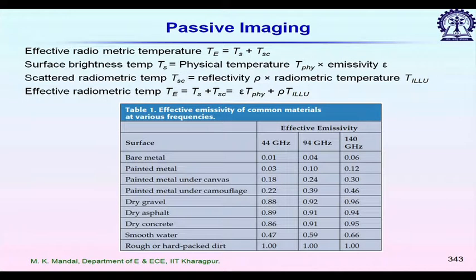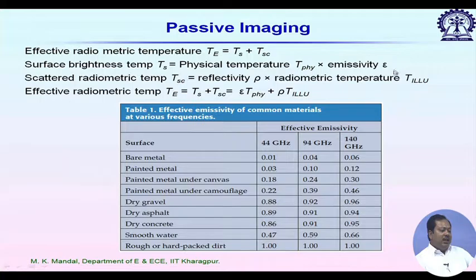When we calculate the radiometric temperature TE, we have two contributions we have seen. One is due to reflection, and the second is due to emission. So TS plus TSC. Here TS is the surface brightness temperature, equal to physical temperature multiplied by emissivity epsilon. So it represents emission. The scattered radiometric temperature TSC is due to reflection, equal to reflectivity rho multiplied by the radiometric temperature T illuminator.